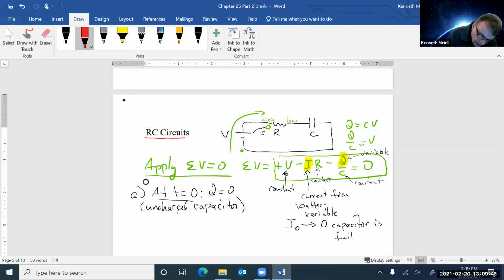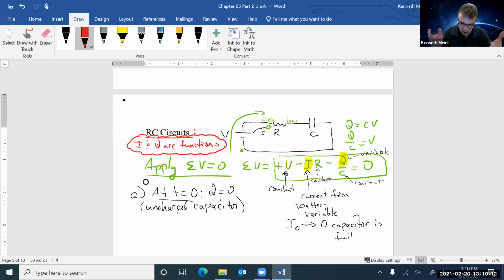In an RC circuit, typically I and Q are functions. Okay, now, can you tell me what those functions are? Well, we're hoping that our physics can do exactly that. And so we'll get to that here in a moment. But let's once again look at part A here. At t equals 0, we'll look at little bits and pieces here, and see exactly what's taking place.